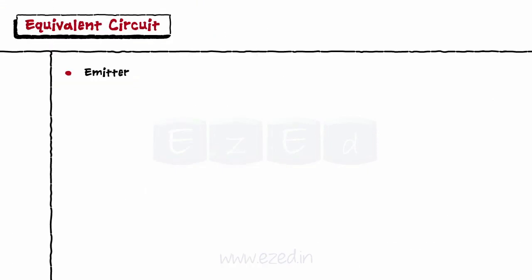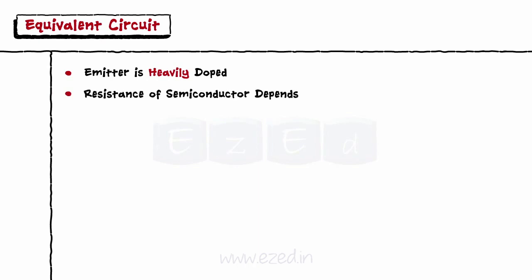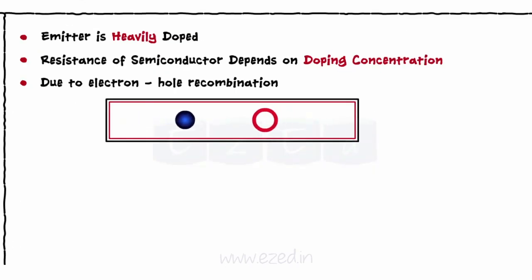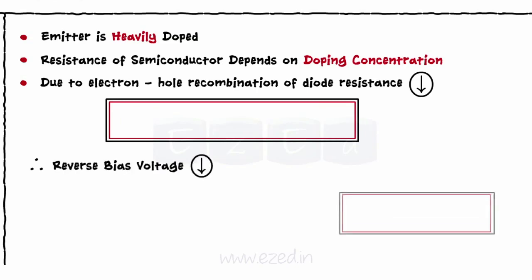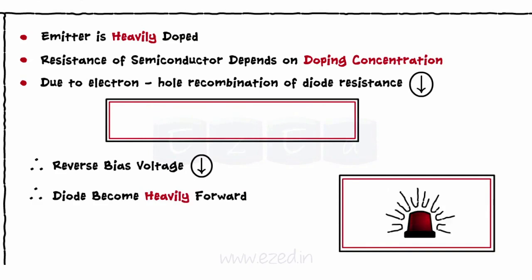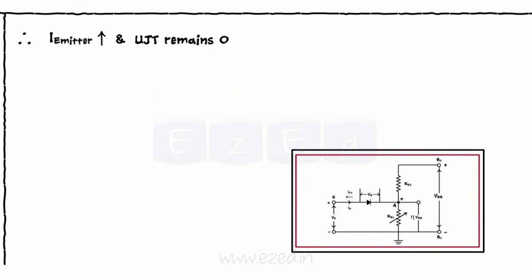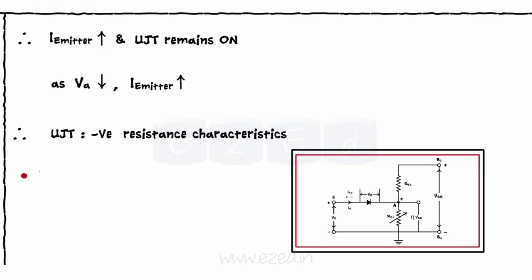Now, we know that the emitter is heavily doped with holes and the resistance of the semiconductor material depends on the doping concentration. Thus, as hole-electron recombination takes place, the resistance decreases, leading to a decrease in the reverse bias voltage, making the diode more heavily forward biased. Thus, the emitter current goes on increasing and the UJT remains on. As the VA voltage decreases with the increase in the emitter current, the UJT exhibits negative resistance characteristics. The emitter terminal is given a negative trigger to make the UJT off.